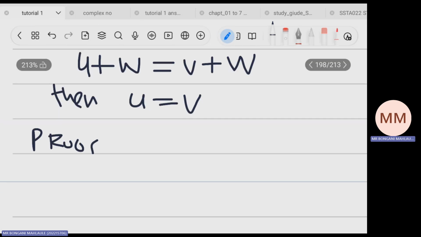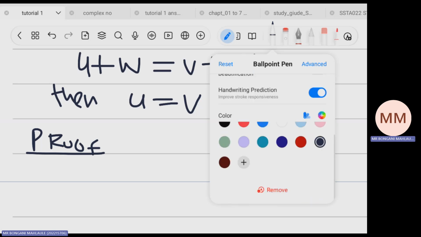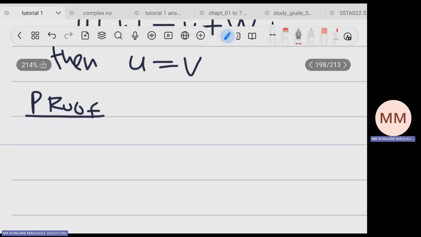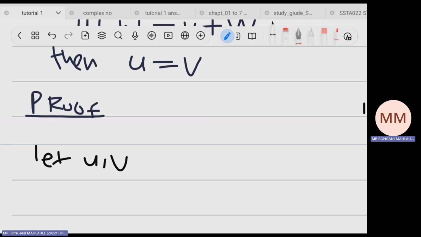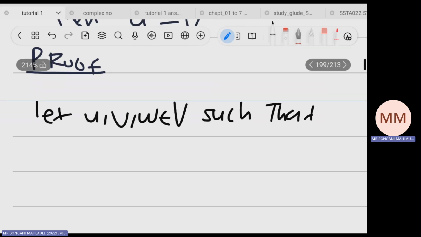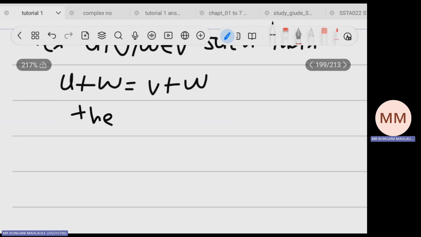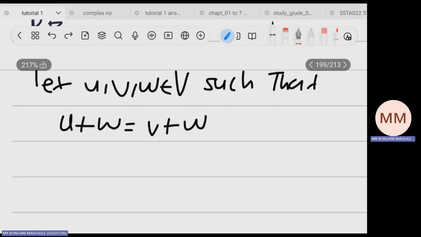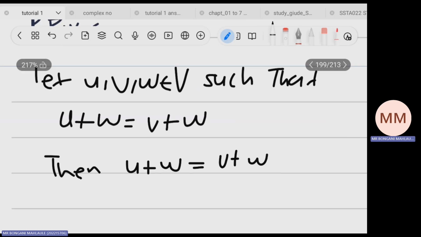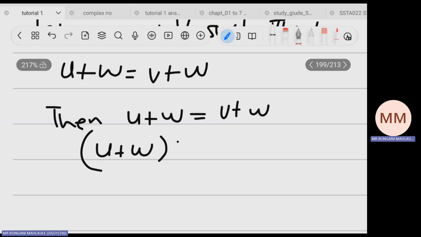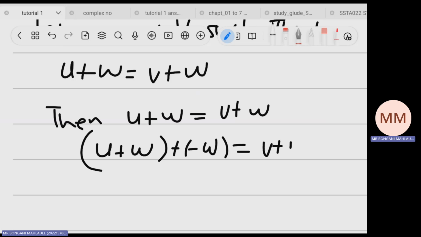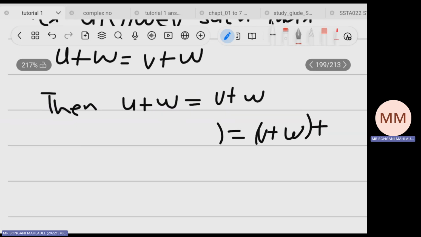So the proof: we can say let u, v, w be elements of V such that u plus w is equal to v plus w. Then u plus w plus negative w is equal to v plus w plus negative w.